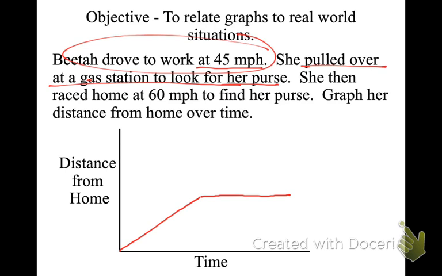Now, she has to turn around. She was going 45 miles per hour. The other one, it's 0 miles per hour, because she's pulled over. What's the next line going to look like, Emerson? It's back towards the distance from home line. And it's more like horizontal. Is it horizontal? It's not completely horizontal.